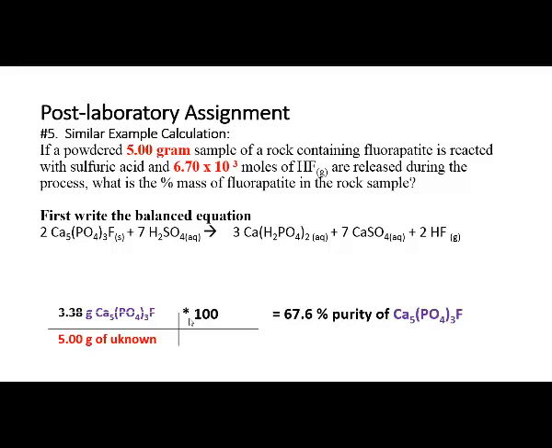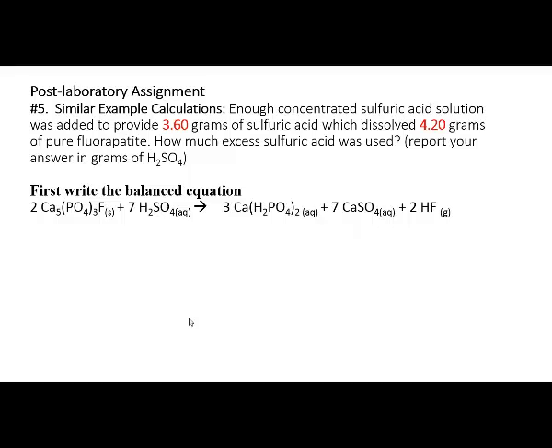Now we're going to work another calculation that looks at the amount of sulfuric acid that we added. So let's say we provide an excess of sulfuric acid, but we want to know just how much extra sulfuric acid we used beyond what we needed to dissolve a sample of fluoroapatite. So let's actually say that we know that we dissolved 4.20 grams of pure fluoroapatite using a 3.60 gram sample of sulfuric acid. We'd like to predict just how much excess sulfuric acid that we used that wasn't required to dissolve the fluoroapatite sample. So in this case, I'm doing a stoichiometry calculation.